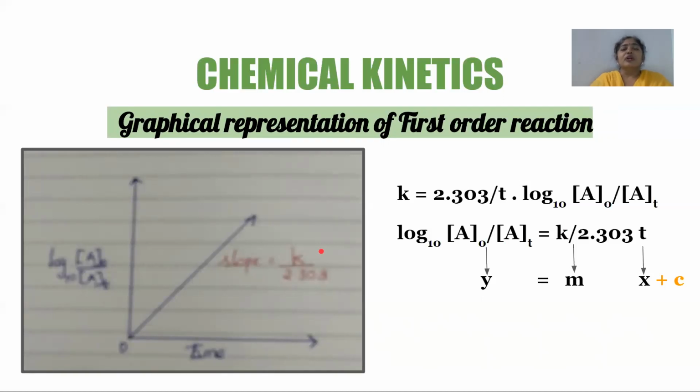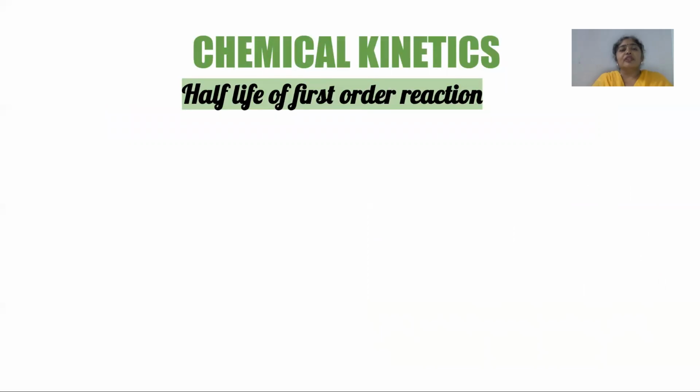So these were the graphical representations for the first order reaction. I hope you've understood the derivation of the integrated rate law as well as the graphical representation. Now we move on to a very interesting topic, that is the half-life of a first order reaction. Before we understand what is the half-life for a first order reaction, let us try and understand the meaning of this term half-life. As the name suggests, it is the time required. Life always is a period, right? So it is the time required for the original concentration of the reactant to reduce to half its value.